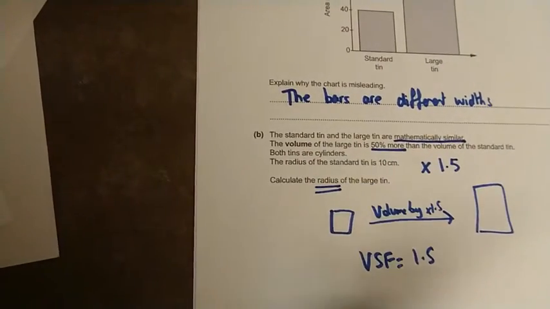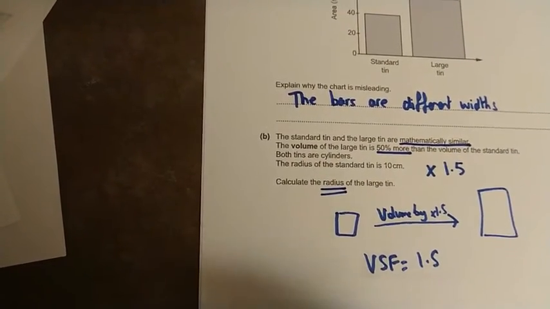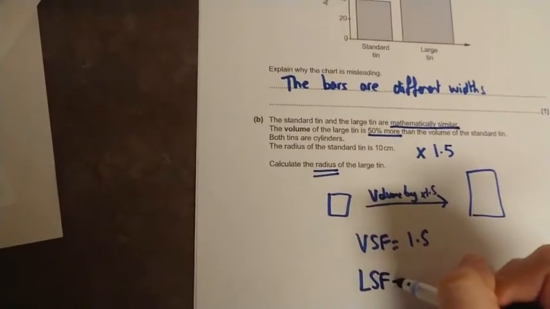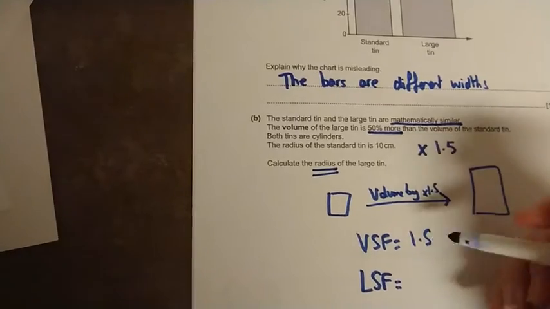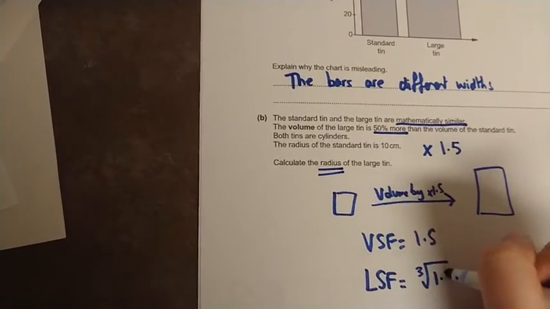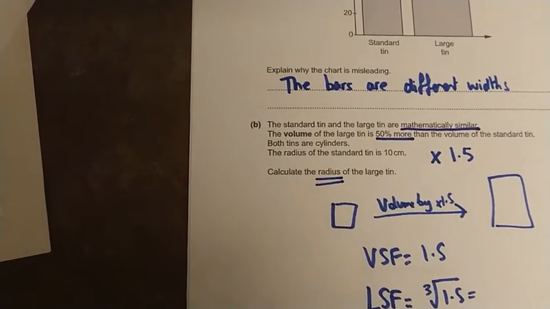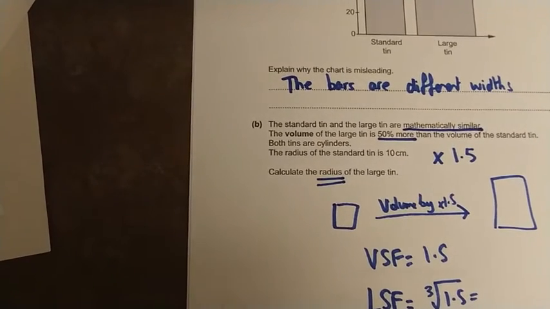Well, is the radius a length, an area, or a volume? Well, the radius is just a length. So I need to work out the length scale factor. So if I know the volume one, I just need to cube root that to get the length one. So the cube root of 1.5.